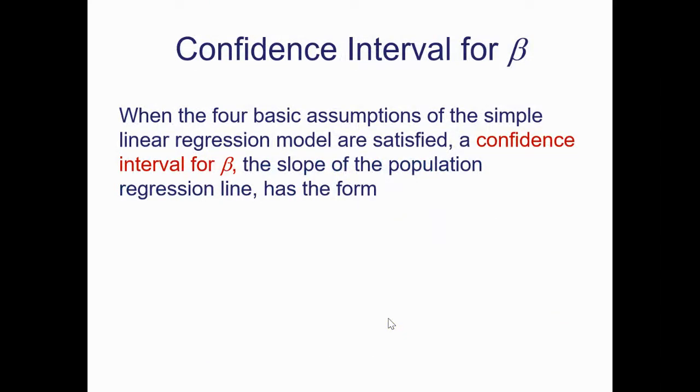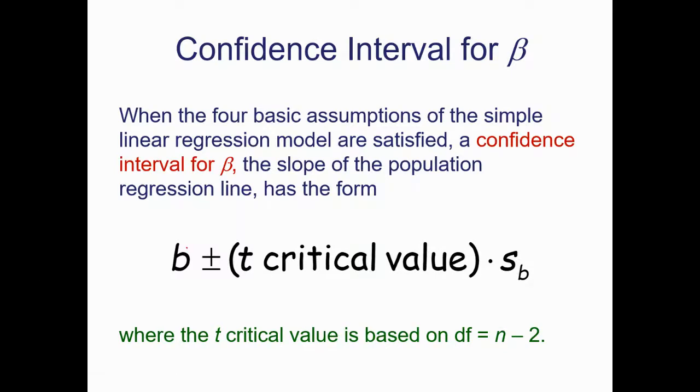Okay, so let's look at a confidence interval for beta. As long as our 4 basic assumptions are satisfied, we can make a confidence interval for beta, which is, of course, the slope of our population regression line. To do that, we'll use b. So it's b plus or minus, just like we've done in the past, t crit times sb.